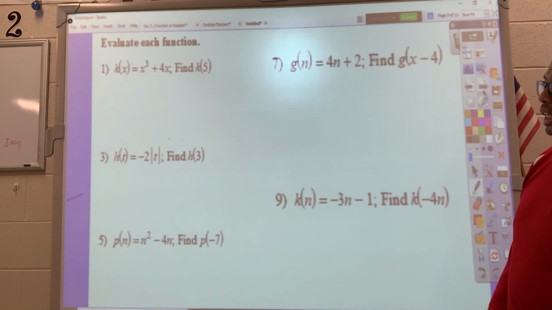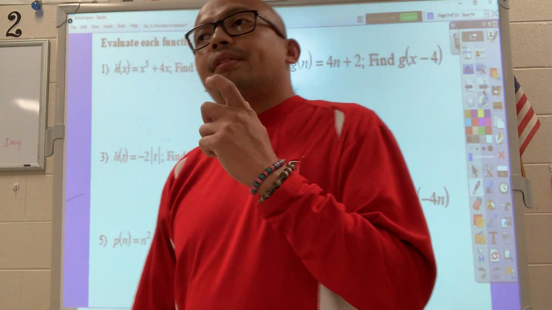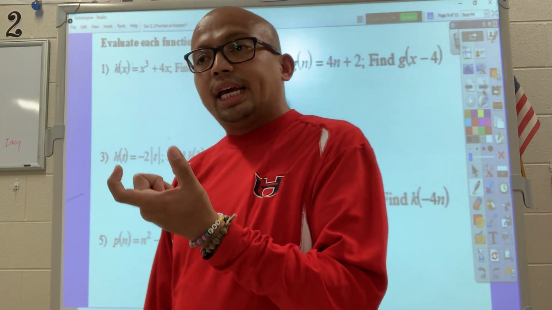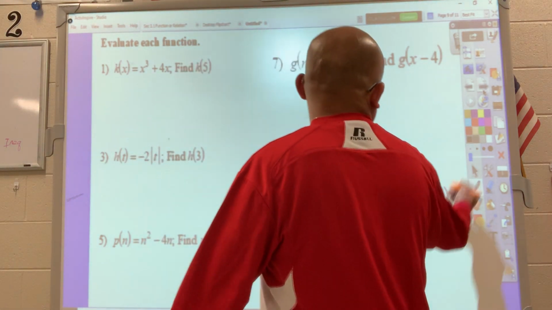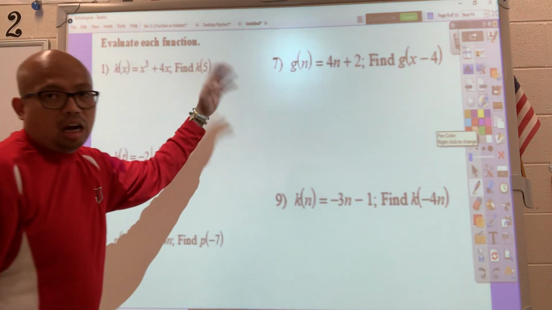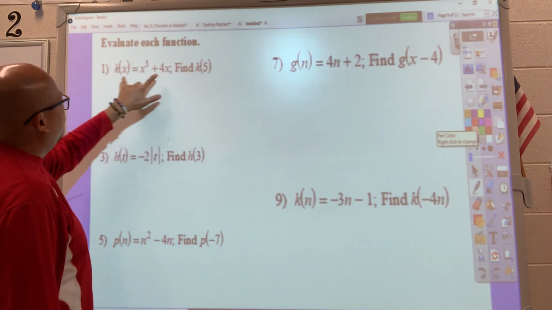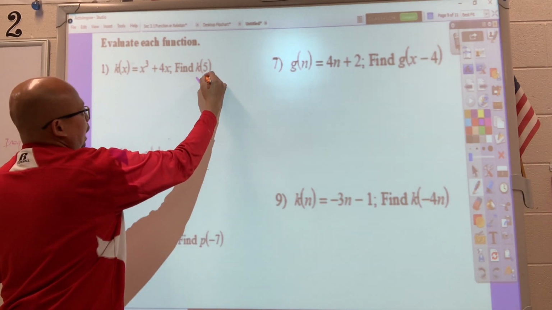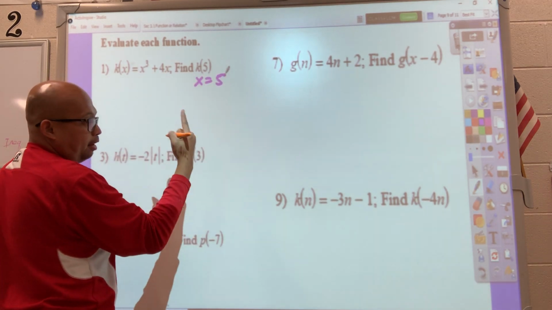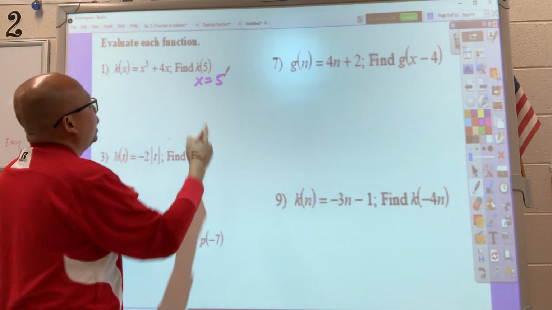Now, let's evaluate. Let's practice here. Evaluating is finding a final answer after you plug in the value of x into the function. For this case, I'm just doing the odd numbers. So k of 5, I'm looking for k of 5 given that k of x is x cubed plus 4x. The meaning of that is x equals 5, so every x will be replaced or substituted by 5 in the function.